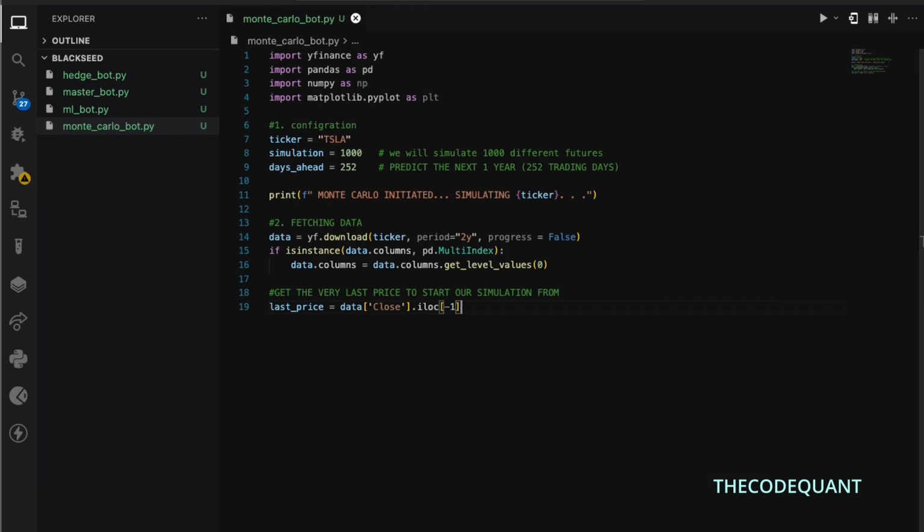Then we'll go to line 18, which gets the last price to start the simulation from. It is the latest last price in the data, which will be from the previous day, that means yesterday's data.